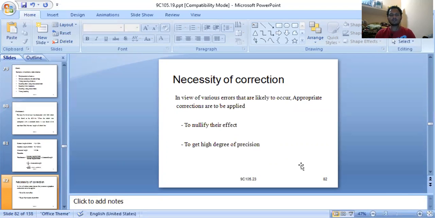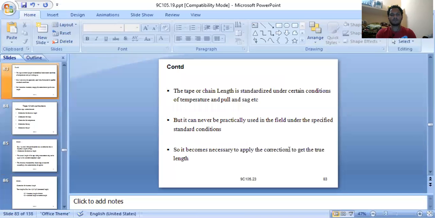We will see what is the necessity of correction. In view of various errors that are likely to occur, appropriate corrections are to be applied. Why we will apply correction means to nullify their effects to get high degree of precision. This is our aim in calculating lengths and areas.